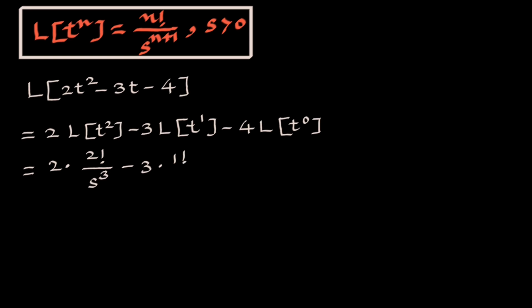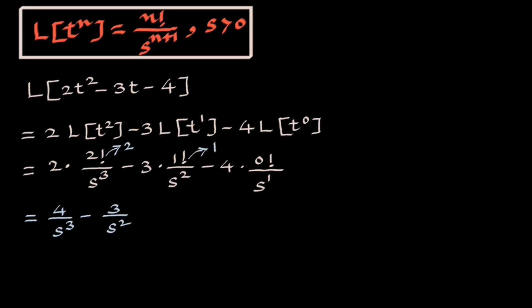1 factorial upon s raised to 1 plus 1, that is s square, minus 4 into 0 factorial upon s raised to 0 plus 1, s raised to 1. It is 2 2's are 4 upon s cube, because 2 factorial is 2, minus 3 upon s square, because 1 factorial is 1, minus 4 upon s, because 0 factorial is also 1.